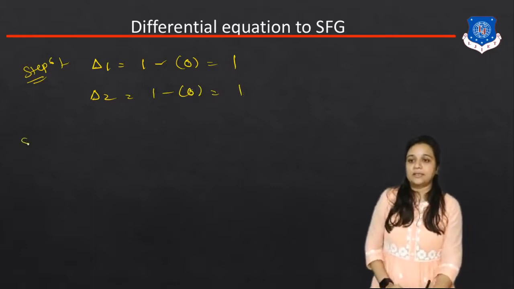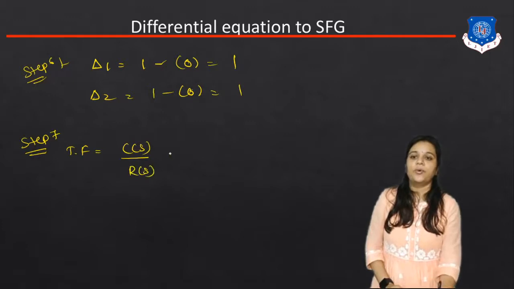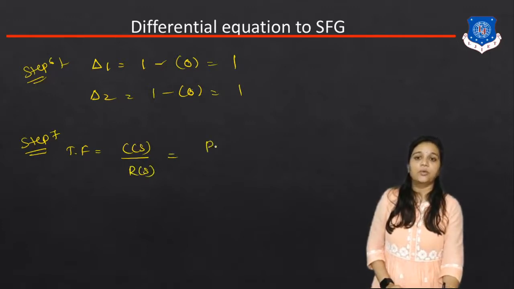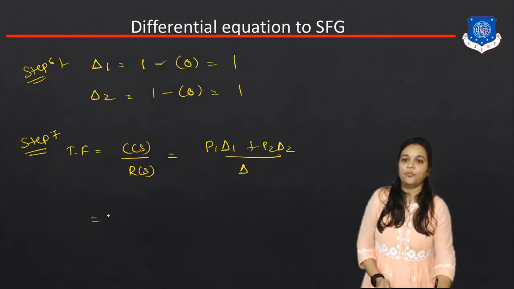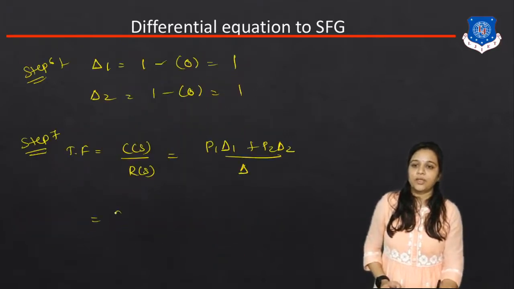Okay, now the last step, step number 7, find the transfer function. So the transfer function C of s upon R of s is equal to P1 delta 1 plus P2 delta 2 upon delta. Put the values of P1 and delta 1 in this equation. So P1 is equal to A12, A23, A45, A56, delta 1 is equal to 1.